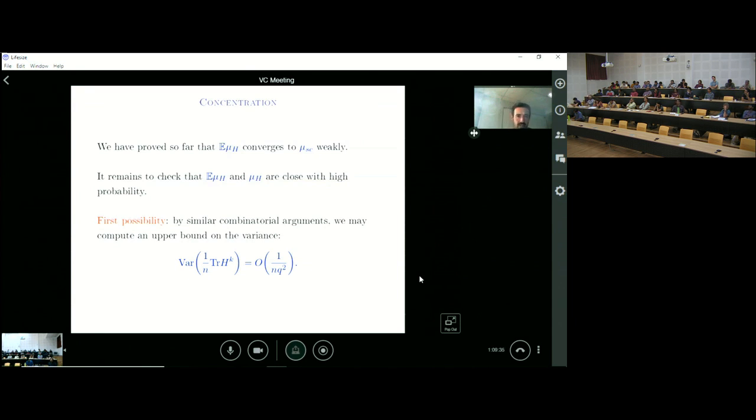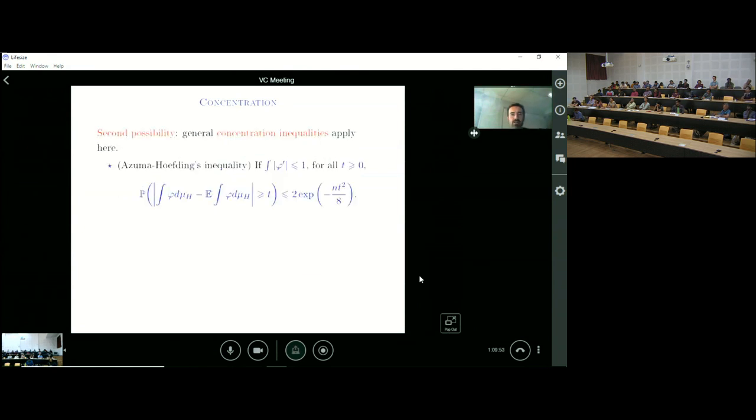So you will deduce that the moments concentrate, so the spectral measure concentrates around its mean, and you will obtain a first proof of the Wigner semicircular law. The second possibility is to use concentration inequalities. There are many different ways to apply concentration inequalities in the context of random matrices.